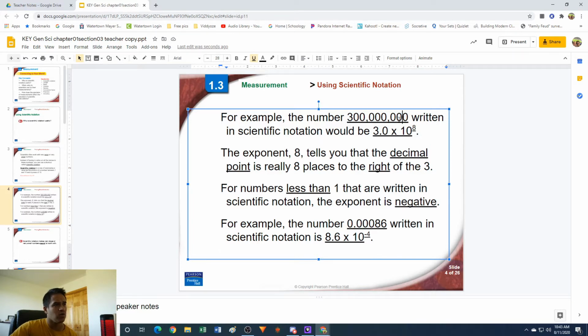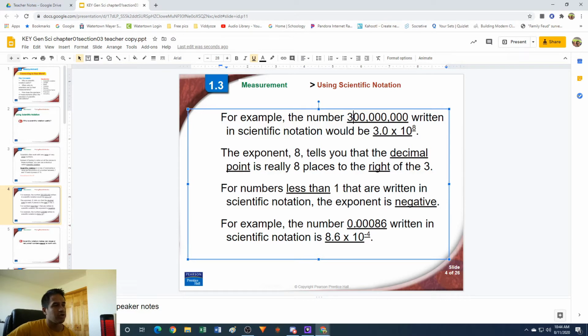And we're going to move that 1, 2, 3, 4, 5, 6, 7, 8 places over. So the decimal now is going to be between the 3 and the 0. So it becomes 3.0. And the number of times we moved it was 8 times. So the exponent on the 10 is an 8. Okay, so it becomes 3.0 times 10 to the 8th. If the number is less than 1, we're going to do the same thing for scientific notation, but the difference now is the exponent is going to become negative instead of positive.